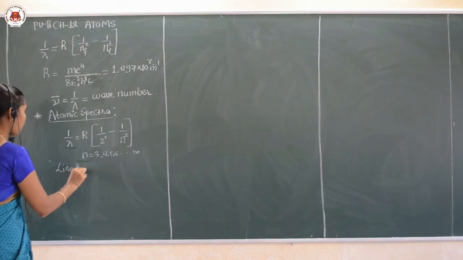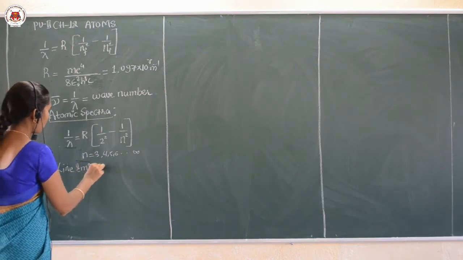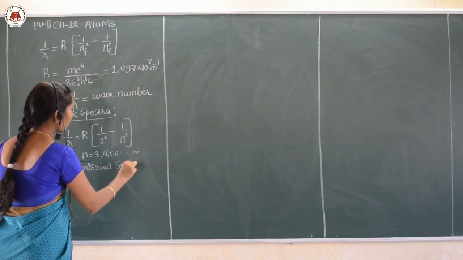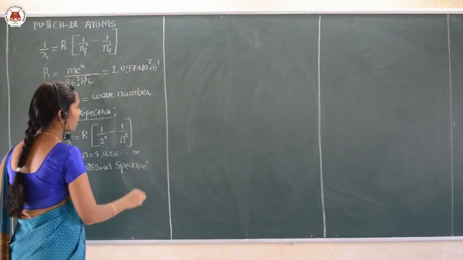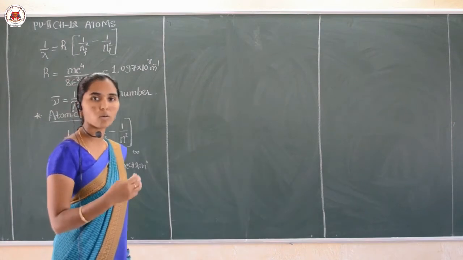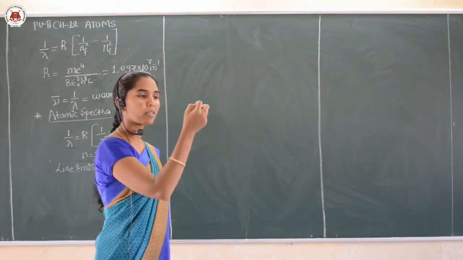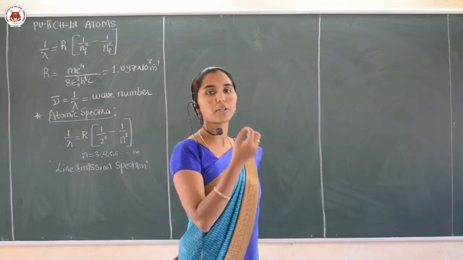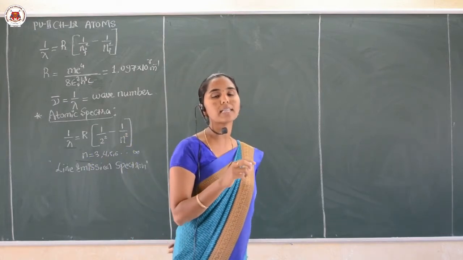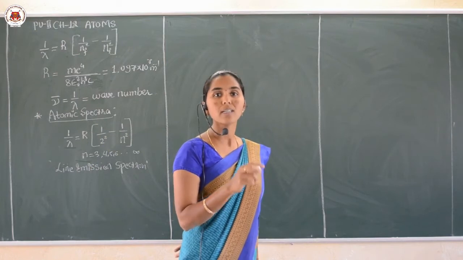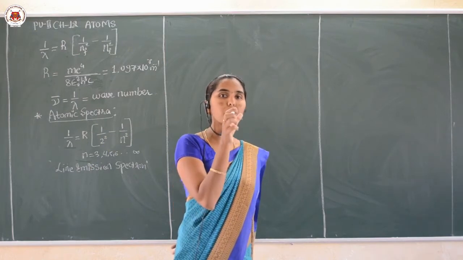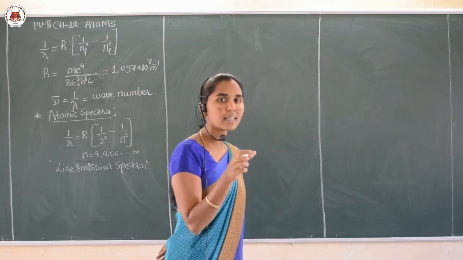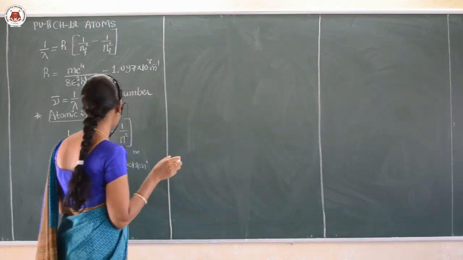Line emission spectrum. How did you get this line emission spectrum? Due to the transition of the electrons from the higher orbits to the lower orbits, during that emission, a photon is emitted, and that photon has a particular wavelength. That wavelength is related to the spectral line. Such a number of lines together we call the spectrum, and that is called line emission spectrum.